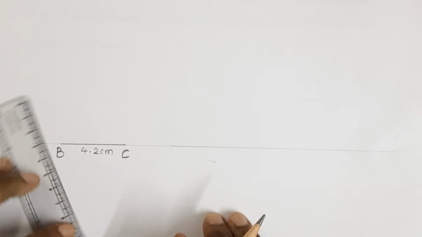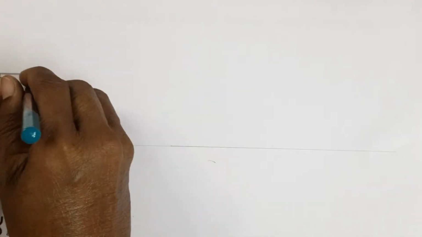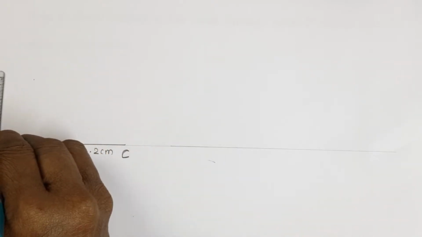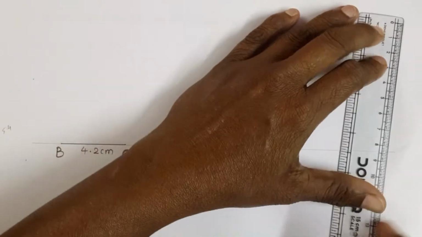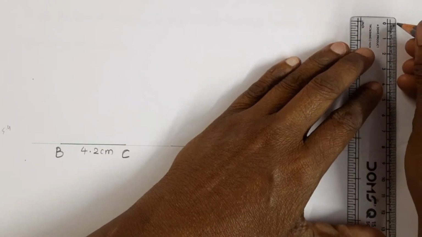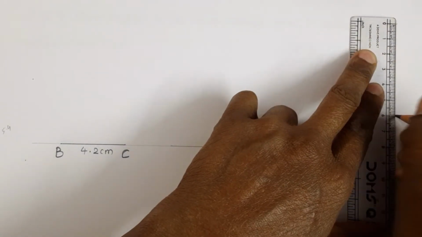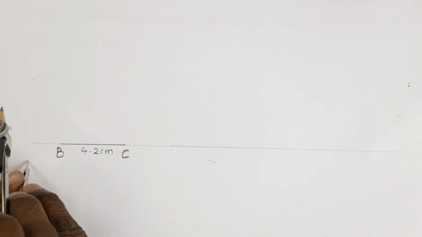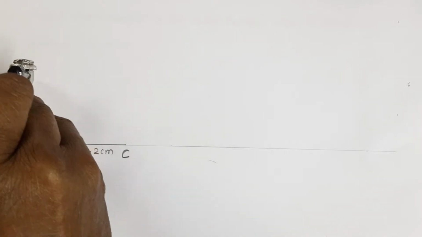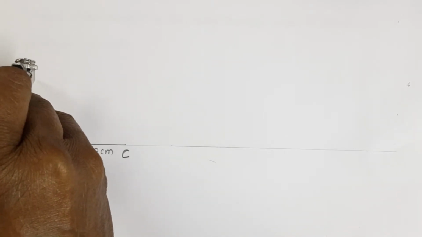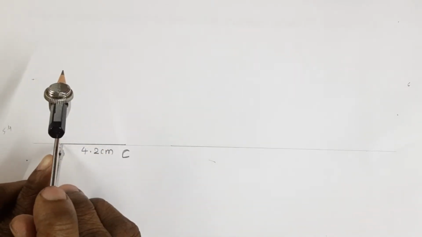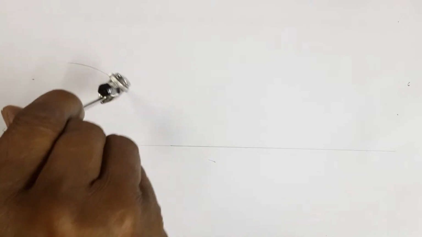Then here taking 5.4 and 6 centimeter. So this is 5.4, and here it is 6 centimeter. Okay, so take these distances in the compass. This is 5.4. Take the 5.4 from B.